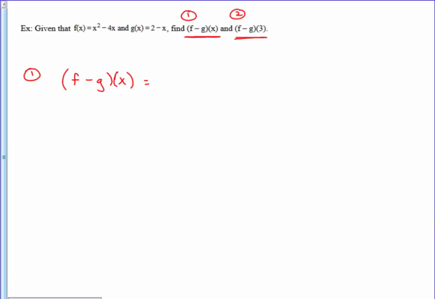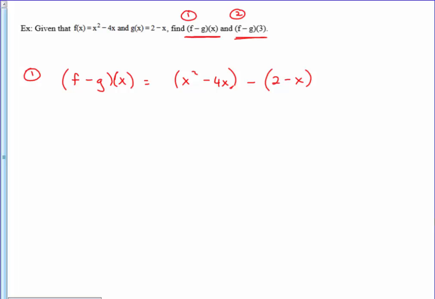So first of all, for f minus g of x, this means that you'll take your function f, which is x squared minus 4x, and I will subtract the function g, which is 2 minus x. I've said before that on these I use parentheses around my functions f and g. In some cases it's necessary, and in some cases it's not. If you always put them, then you're making sure that you're always using the correct notation in algebra.